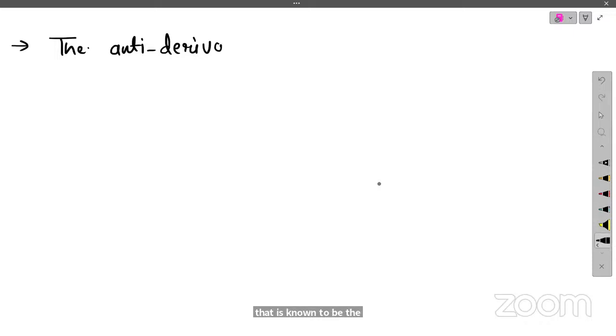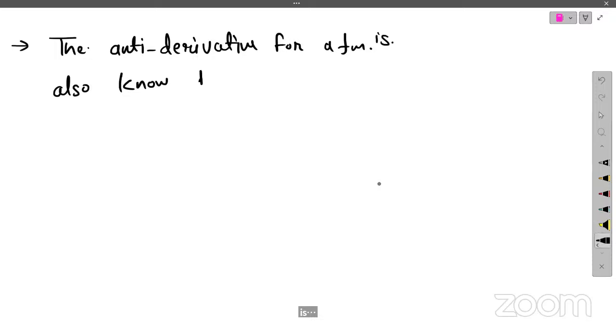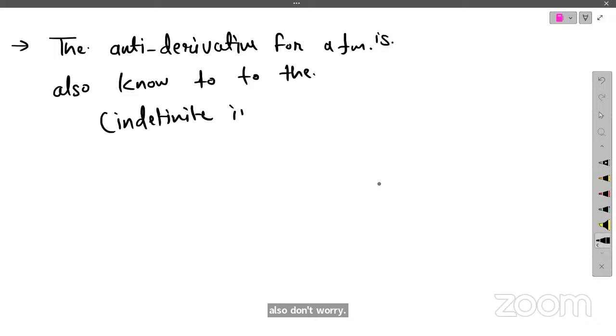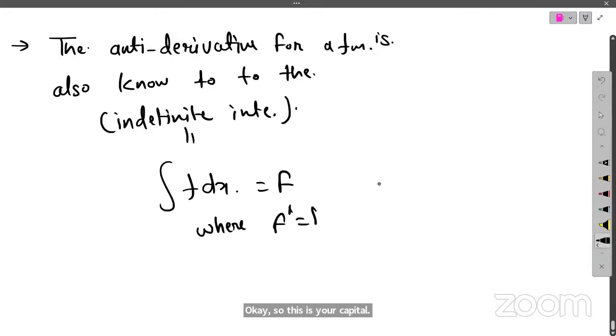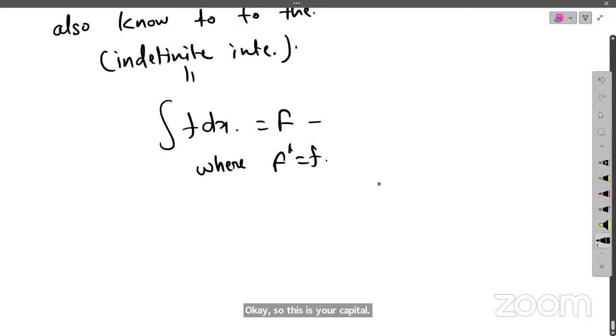So the antiderivative for a function is also known as the indefinite integral. And it is actually denoted by the integration of f of x dx. Okay, so this is your capital F, where capital F dash is equal to small f. Here we always assume a constant because that is an antiderivative.